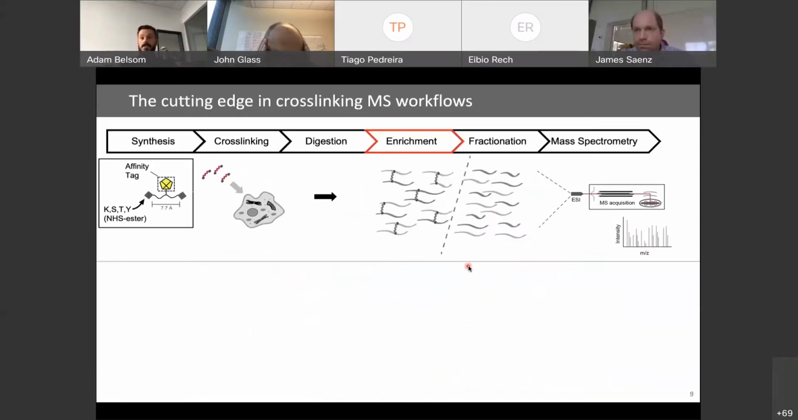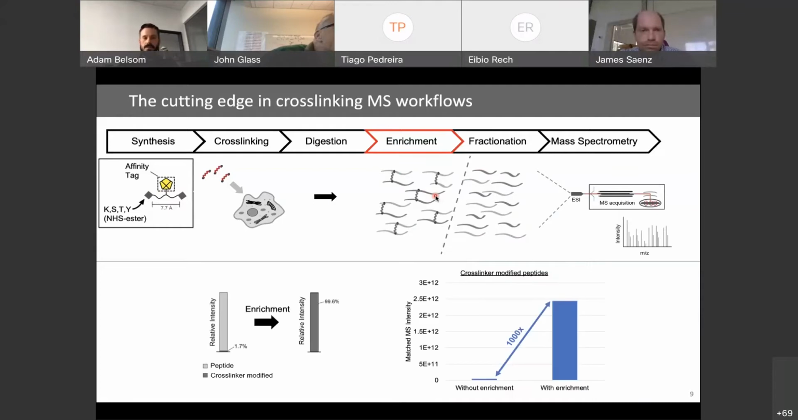So for this, we have applied our latest development: we have synthesized and developed a new cross-linking reagent. This cross-linking reagent has an enrichment, an affinity group, which allows you to enrich cross-linked peptide pairs, and it's cell permeable, so it goes inside the cell, and we get cross-linking throughout the cell.